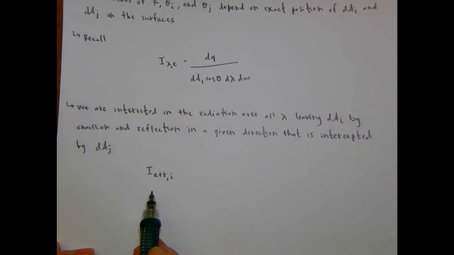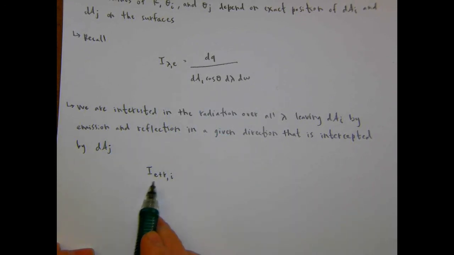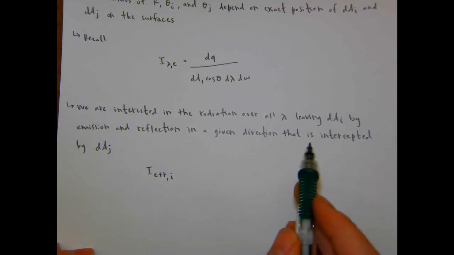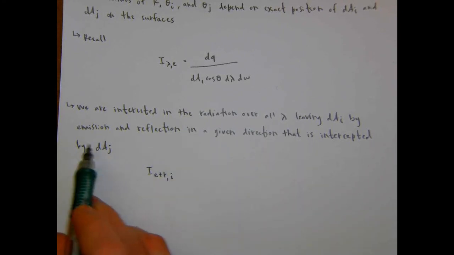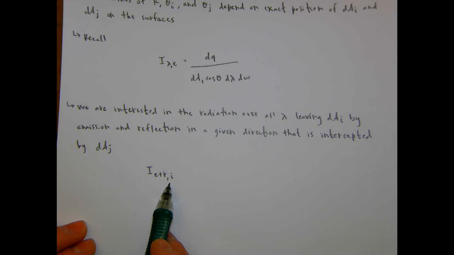So we're considering the total intensity now, rather than the spectral intensity. So no more dependence on lambda, because we've integrated over all of the lambdas. And so this is the total radiation leaving by emission and reflection. This is, going back to the section where we wrote down the spectral intensity for radiosity, the total intensity due to emission and reflection for surface i.